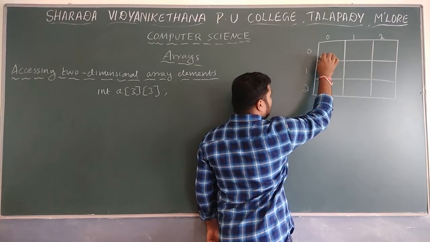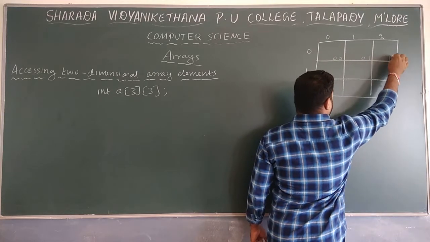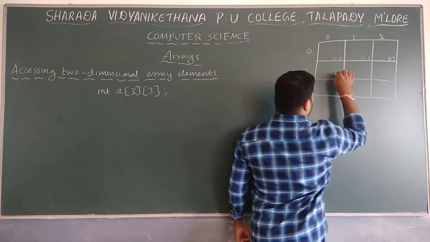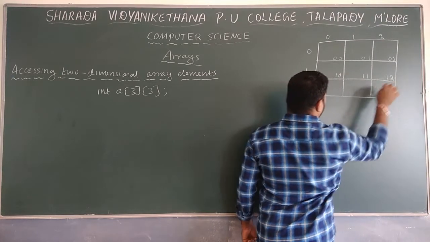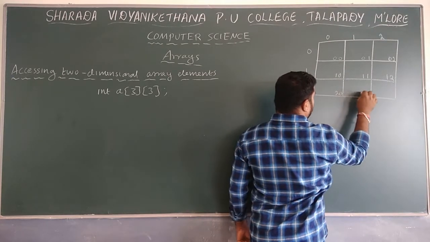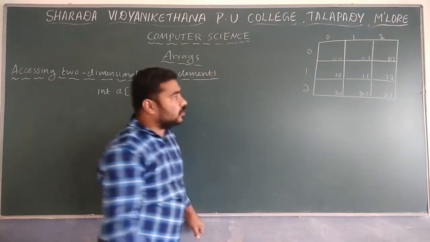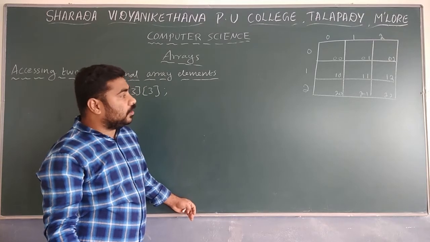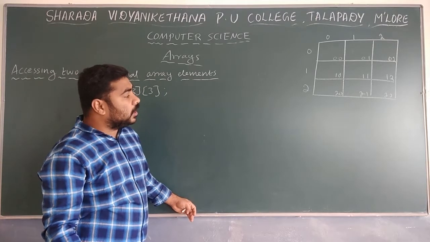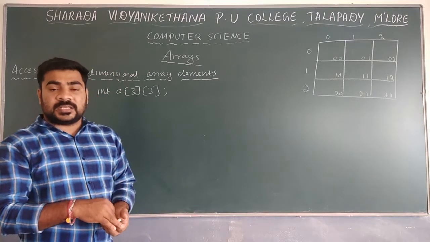So it is 0, 0. This one is 0, 0, 0, 1, 0, 2, 1, 0, 1, 1, 1, 2. Then 2, 0, 2, 1, 2, 2. So that is A of 0, 0, A of 0, 1, A of 0, 2, A of 1, 0, A of 1, 1, A of 1, 2, A of 2, 0, A of 2, 1, and finally A of 2, 2. So like that we can access each element.